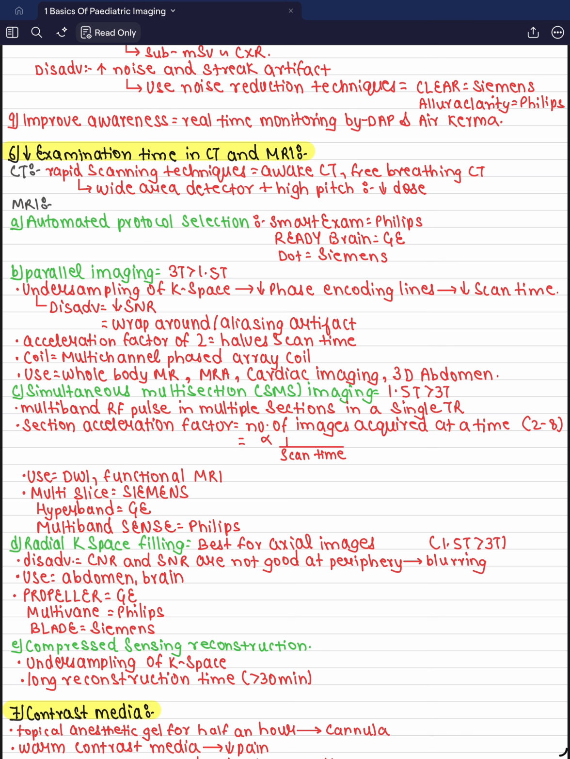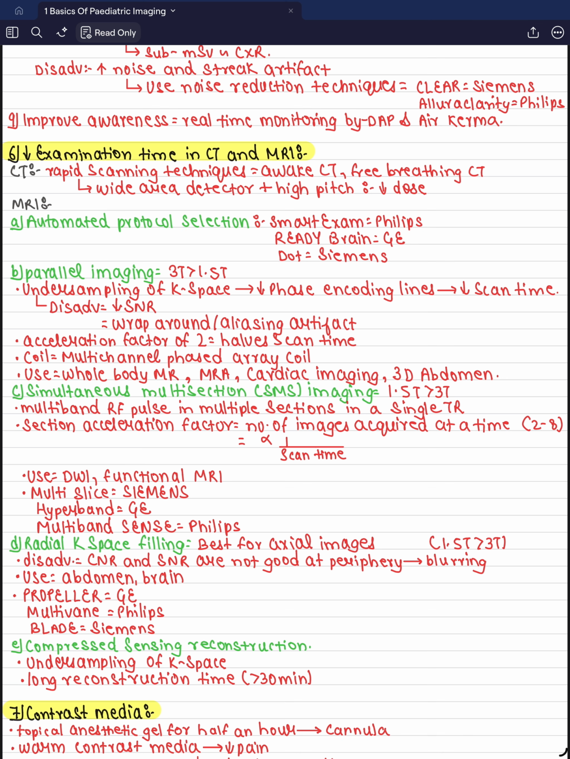Second, we have parallel imaging. Parallel imaging is better for 3 Tesla as compared to 1.5 Tesla. In parallel imaging, there is undersampling of K space. That means fewer phase encoding lines will be required, and when fewer phase encoding lines are required, the scan time reduces. But what is the disadvantage? You are not filling the K space fully, so the signal to noise ratio (SNR) will reduce, and there will be presence of wrap around or aliasing artifact.